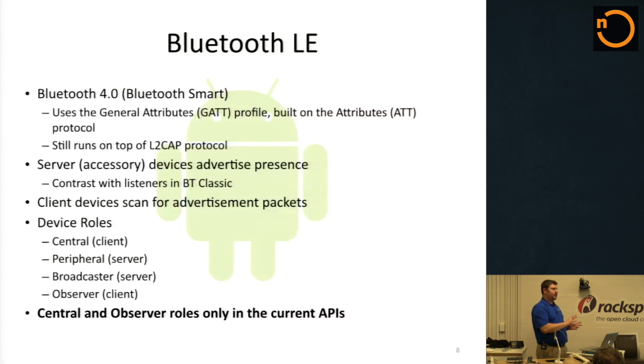There are hints that they will be there eventually, both in the way the API works and things that Google will tell you at conferences. But in general, today, all we can do is central role and observer. Okay? And those are the examples we'll look at.